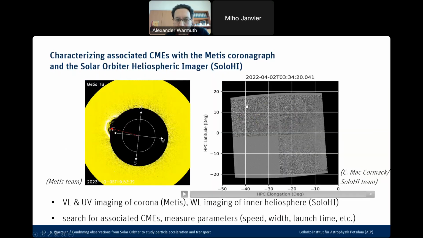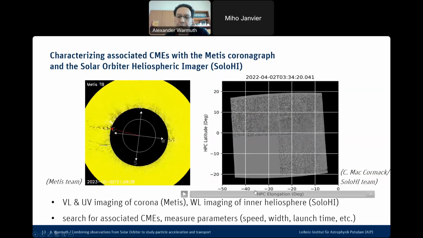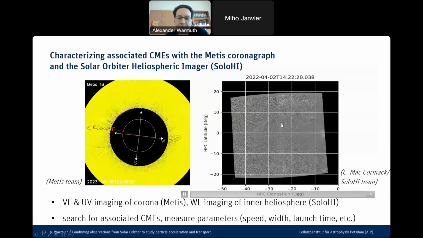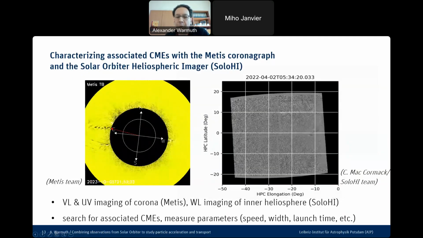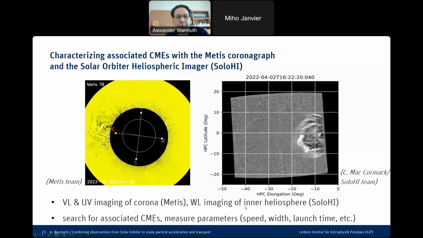Looking farther out in the corona, we use METIS to constrain any associated CMEs, and farther out, the Solar Orbiter Heliospheric Imager. This gives us the association with CMEs, and we also measure some of their parameters like speed, width, and also the launch time.